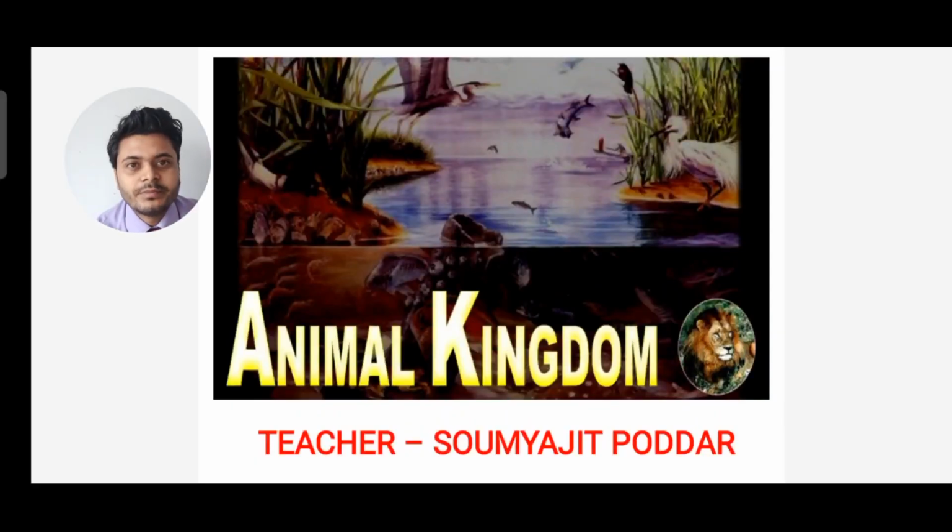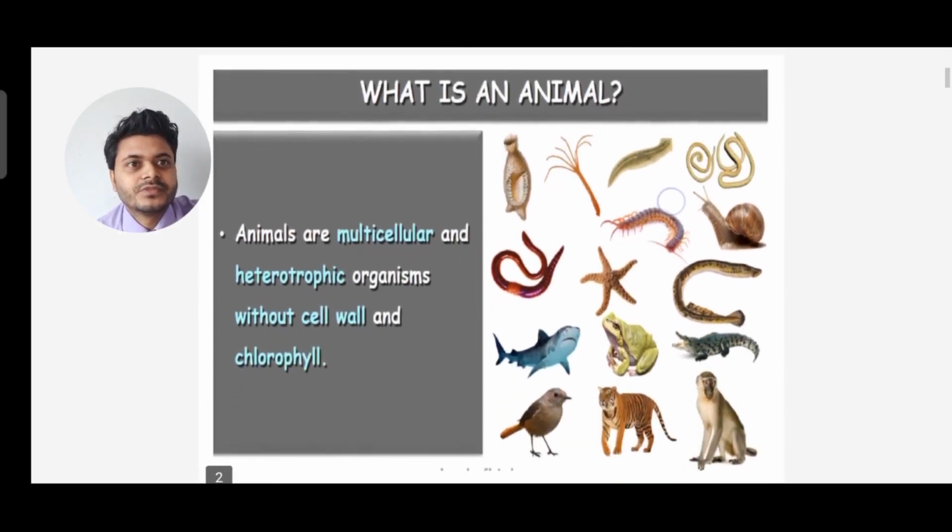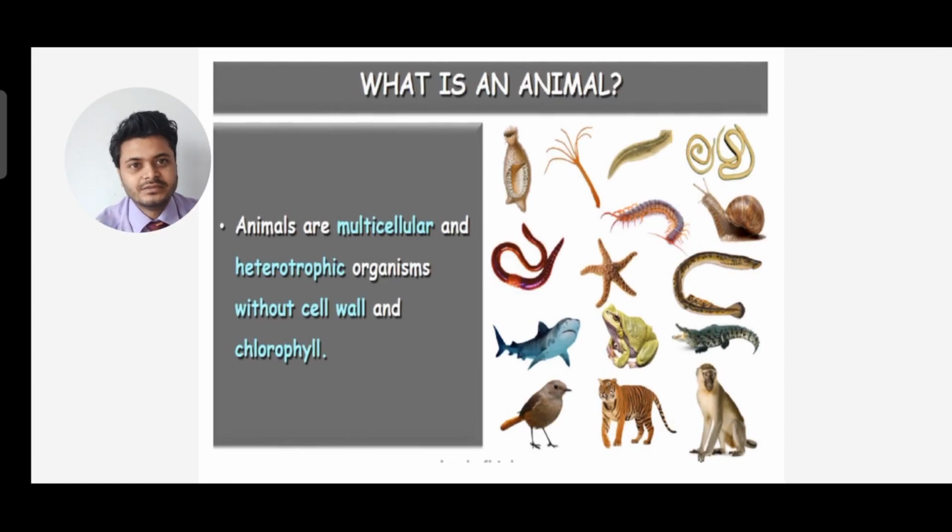So let's start with the topic animal kingdom. First, what is an animal? You can see on the right hand side, numerous animals are there, few are vertebrate, few are invertebrate. So animals are multicellular and heterotrophic organisms without cell wall and chlorophyll. Animals don't have chlorophyll, so they cannot prepare their own food and have to depend on other food. That's why they are heterotrophic in nature, and they also don't have a cell wall.